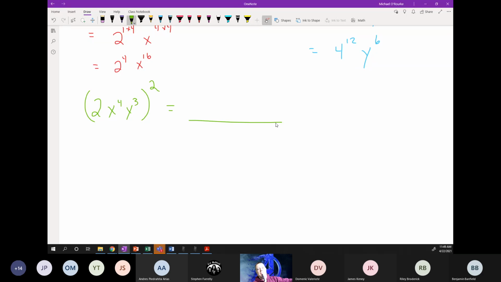Both are correct, Riley. Both you and Stephen are correct. Wait, so do you times the 2 or do you leave it? Well, this would be 2 to the power of 1 times 2, 4 to the power of 4 times 2, and y to the power 3 times 2, which equals 2 to the power 2, x to the power 6, y to the power 6. That's 8. I'm looking ahead.